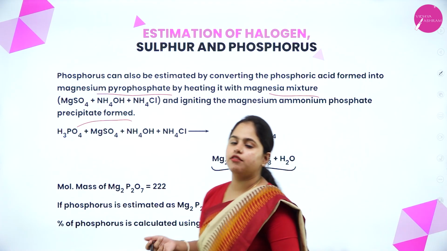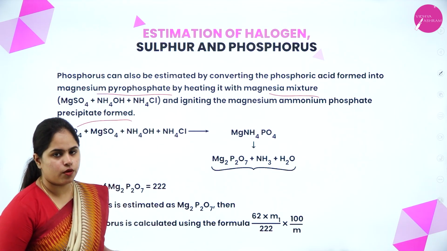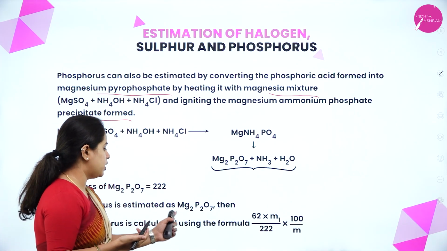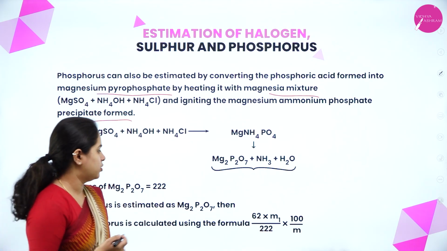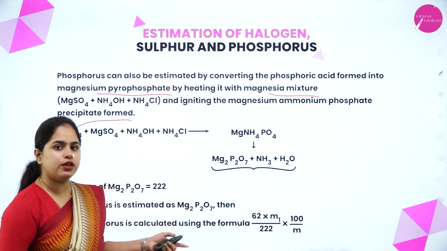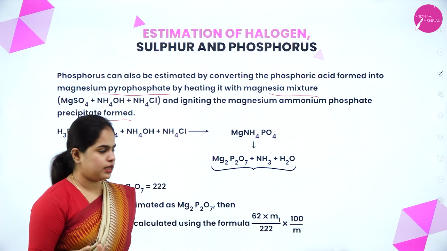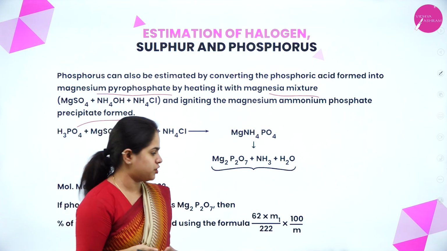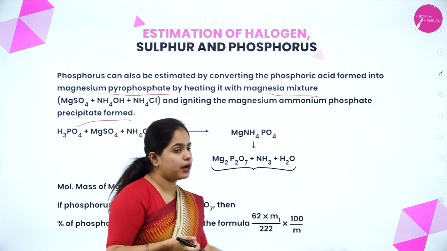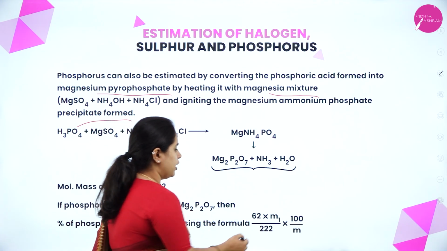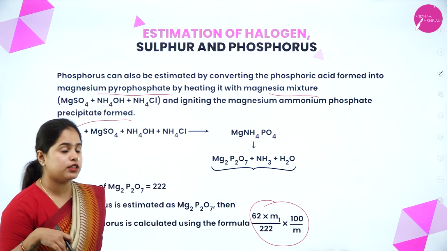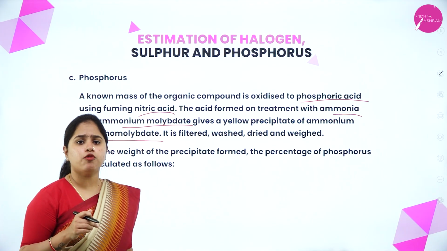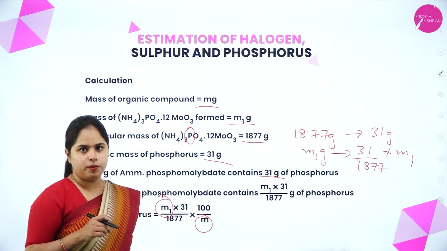Then what change will be there in the final equation? Now it is not ammonium phosphomolybdate, it is magnesium ammonium phosphate. So the molecular mass and the atomic mass will change. The percentage of phosphorus will be calculated using 62 into M1 by 222 into 100 by M. So 62 is the atomic mass, M1 is the amount of the magnesium pyrophosphate which is formed, divided by the molecular mass of that, into 100 by M, where M is the total mass of the organic compound. So if the phosphoric acid is converted into magnesium ammonium phosphate, we use this equation, and if it is converted into ammonium phosphomolybdate, we use the other equation. I hope it is clear.